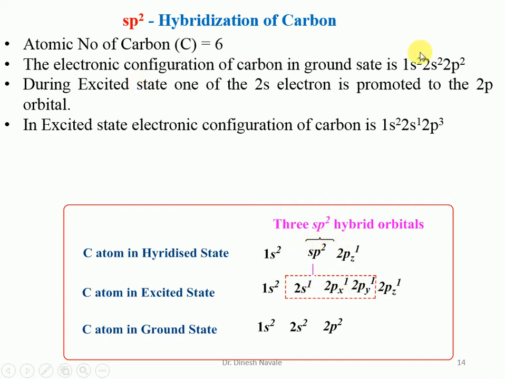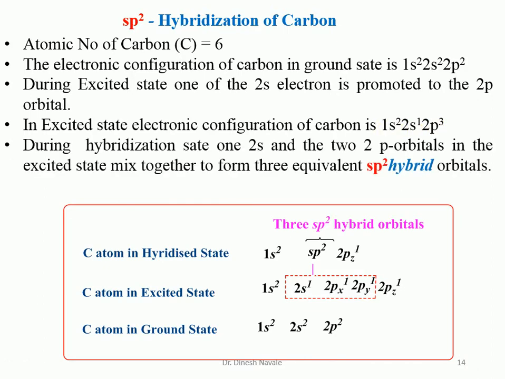So in the ground state, the electronic configuration is 1s2, 2s2, 2p2. In the excited state, the electronic configuration will be 1s2, 2s1 and 2p3, and during the hybridization state, it gives the formation of 3 equivalent sp2 orbitals. So one of the 2s electrons goes into the 2p orbital, giving 1s2, 2s1, 2p3. The 2p3 can be written as 2px1, 2py1, 2pz1.